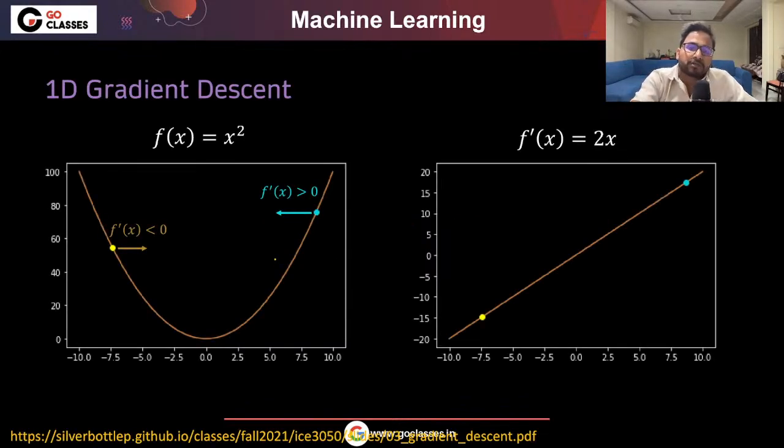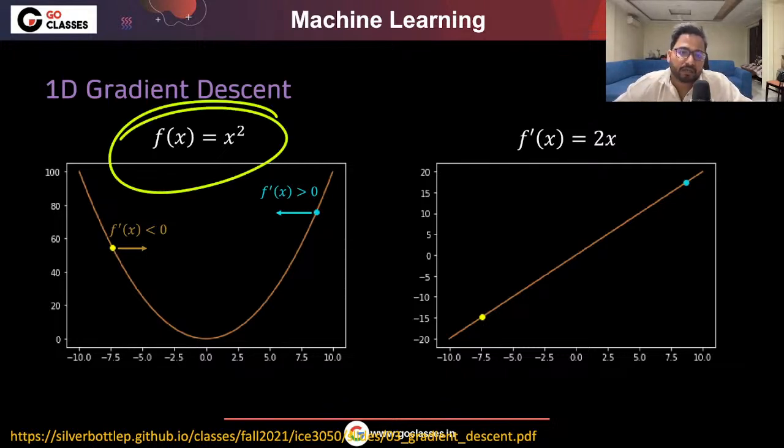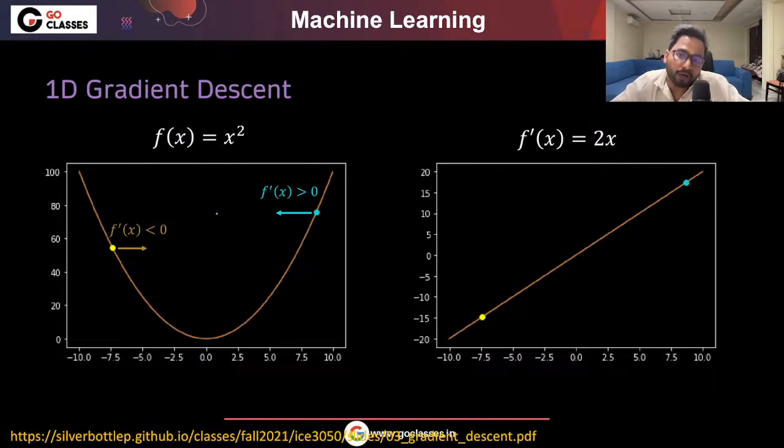Suppose you have a function f(x) equal to x square, and you want to know at what value of x this function is minimum. Yes, this is an easy function, but still let's understand with this particular example. We know that at x equal to 0 it is minimum. Still, let's see if gradient descent can help us find this.